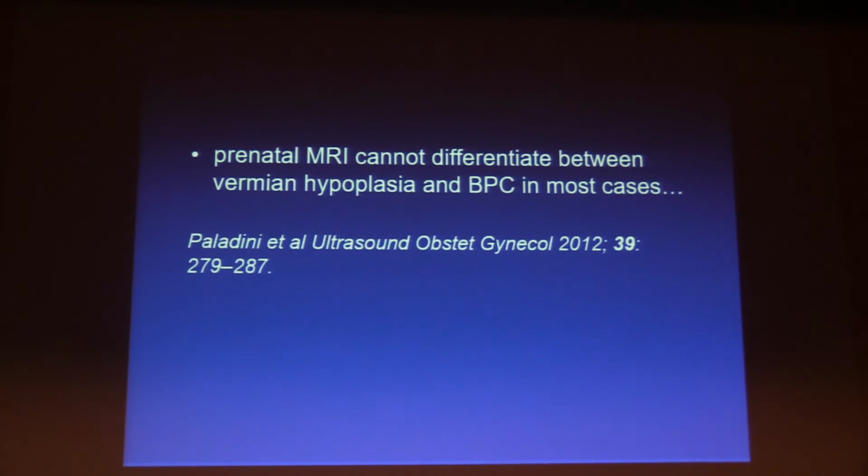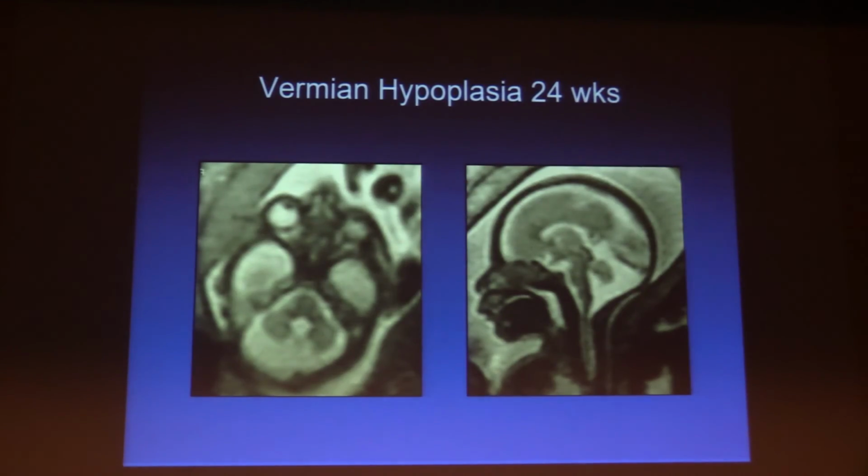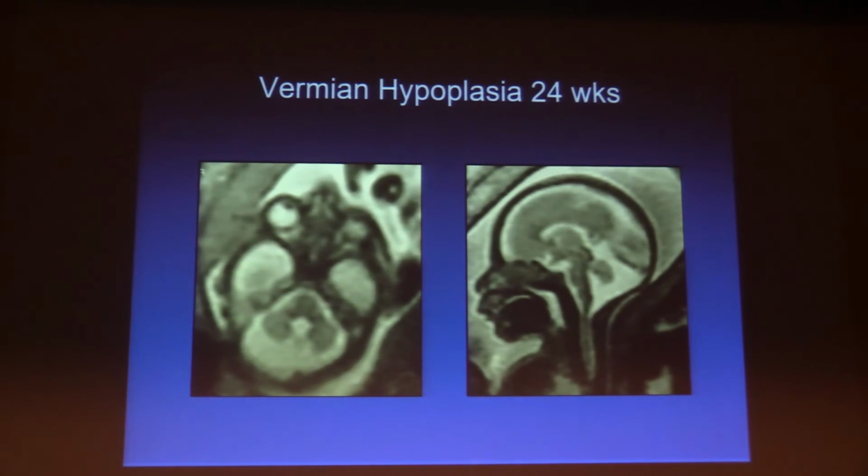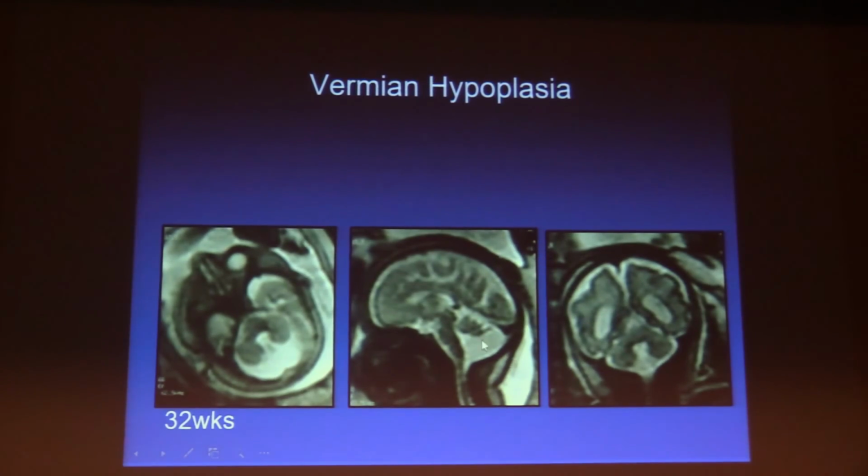So prenatal MRI cannot differentiate, and this is Palladini in 2012, between vermian hypoplasia and Blake's pouch cyst. So confused? Well, I'm even more. And when I look back, these are very old images at 24 weeks of age. I called it a vermian hypoplasia. I'm not sure I would have called it the same this time. The posterior fossa is not enlarged. It's not irregular. Some of these kids, we have stopped the pregnancies and we have not really seen that.